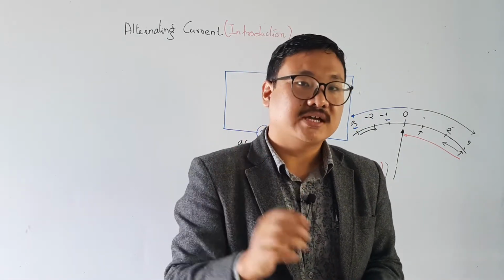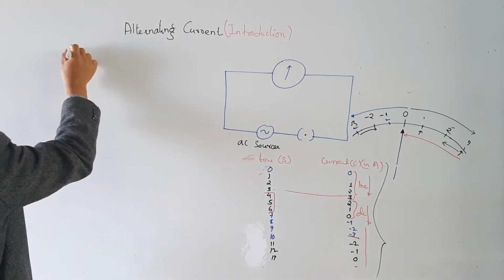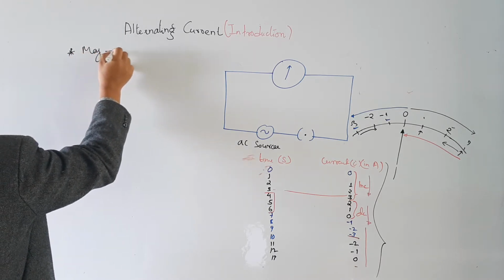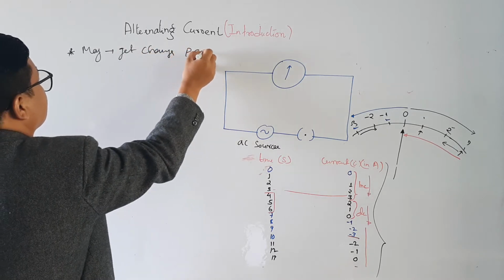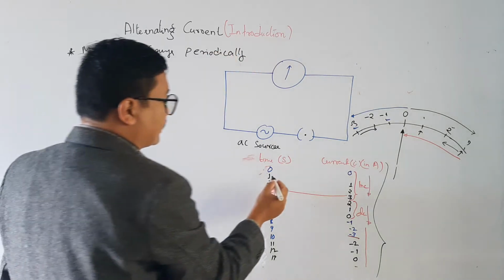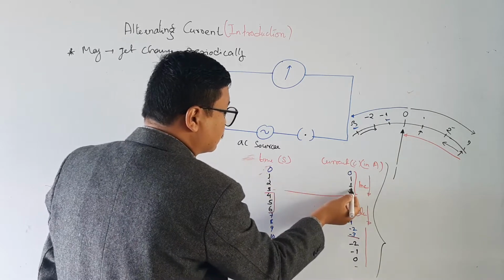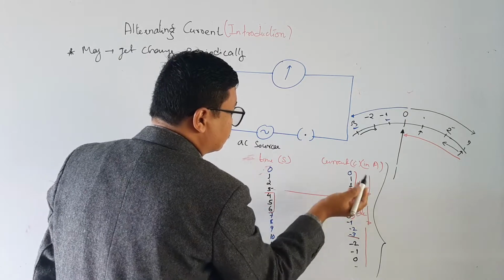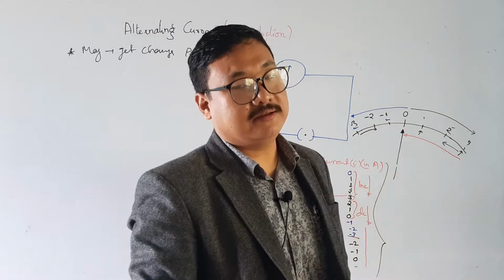Alternating current are those currents whose, very important, the magnitude changes periodically. Periodically means in 1 second it reaches to 1 ampere, in another 1 second it reaches to 2 ampere, in 3 seconds time it reaches to 3 ampere, and it changed its magnitude periodically.